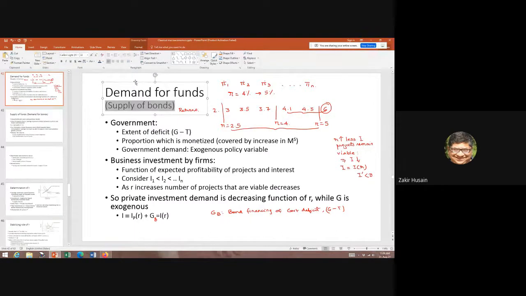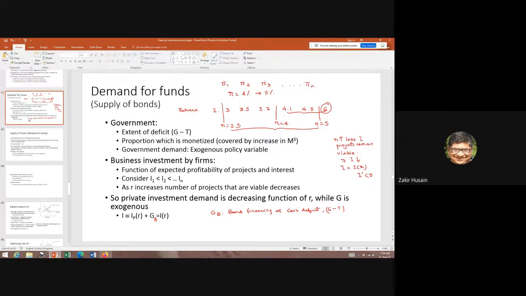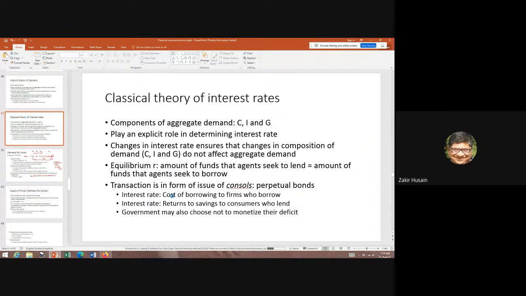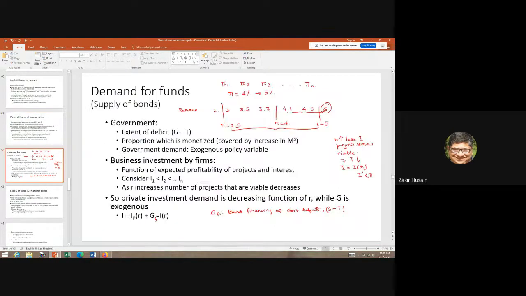From the next class, I'm going to start from slide 41 and come to the investment determination of R. Okay, so any more questions?